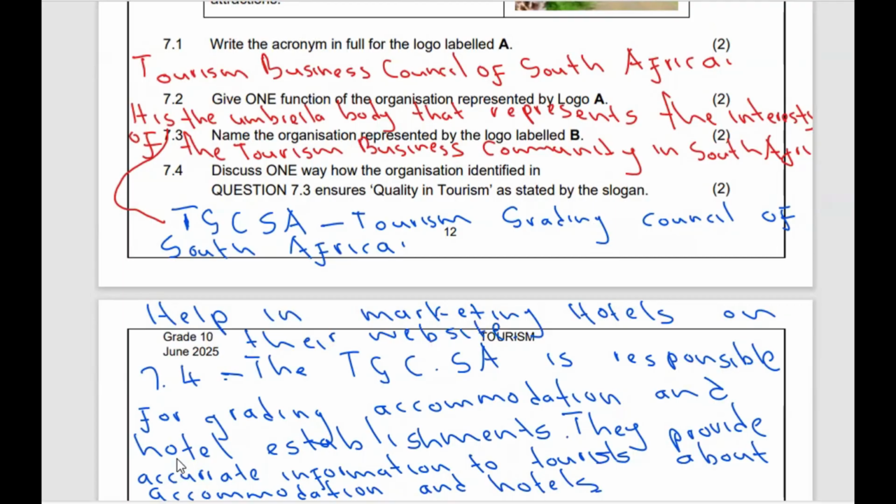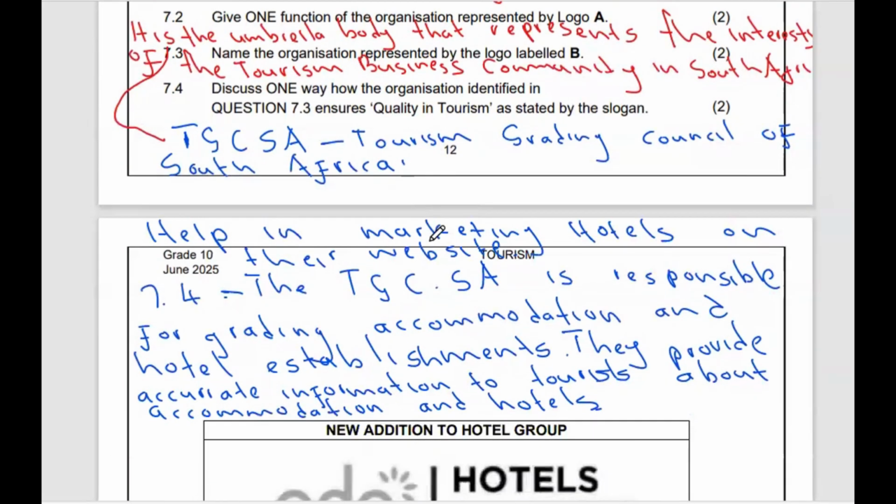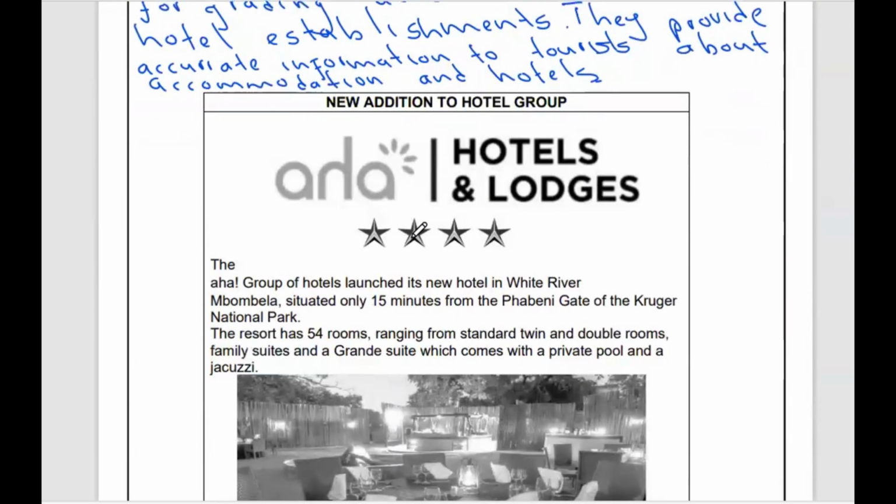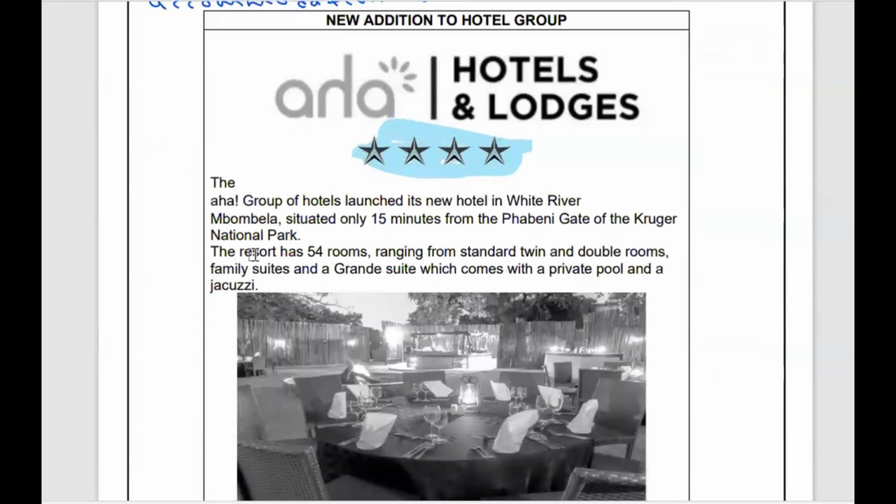So these are the different ways in which this organization ensures that there is quality in the tourism sector. Then moving on to the next question, new addition to the hotel group, we do have a scenario. It reads under hotels and lodges. Then as you can see from the stars which appear on the image there, it is rated as a 4-star hotel. Then we also have the text which appears below.